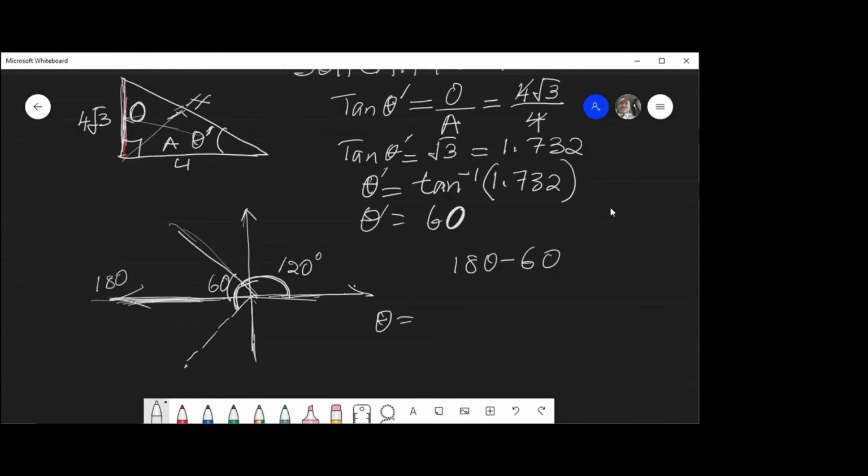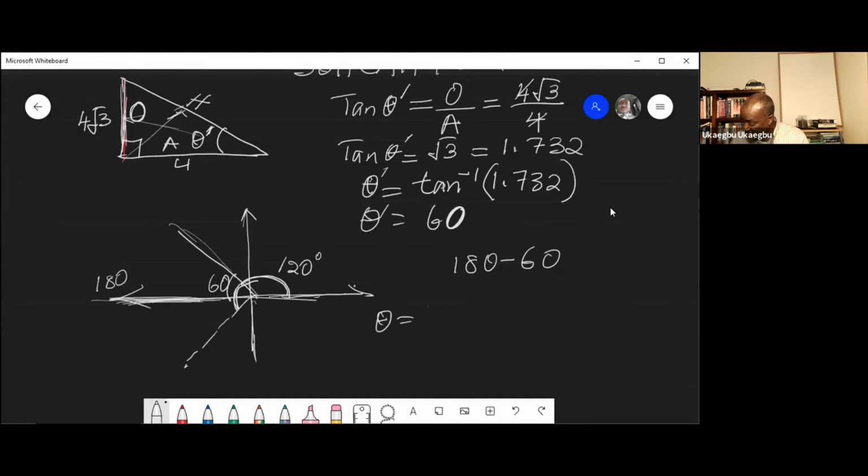190. Okay, so if theta is 190, so now the whole of this is 190, right? So now the reference angle, which is here, theta prime, is going to be 190 degree minus 180 degree. It is like that because the horizontal side is what is used to describe reference angle.